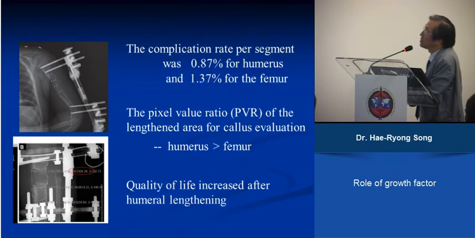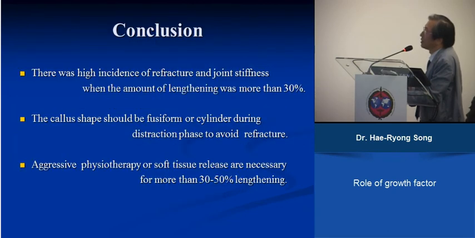Also, we measured the complication rate: femur 0.8, humerus 0.8, and the femur has more complications. Also, the pixel value ratio is also different. Quality of life increased. In conclusion, patients with more stiffness had more than 30%, and callus shape was already mentioned.